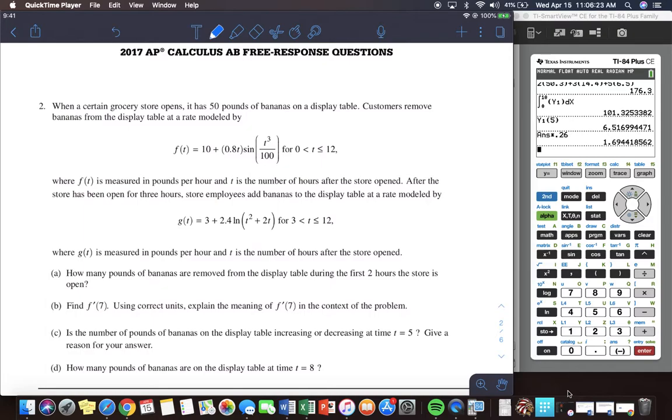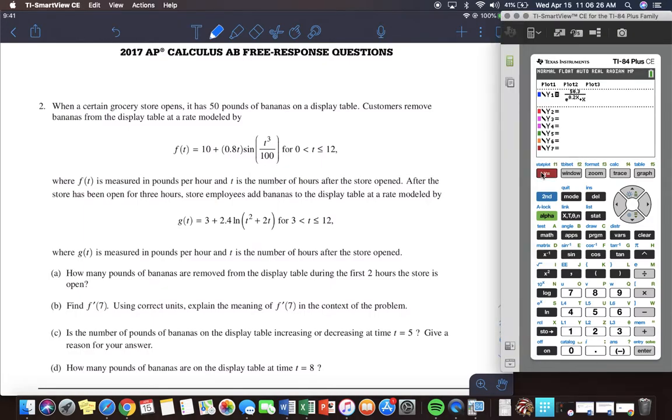like I always do whenever I see equations given, I always put those into y1 and y2. So we're going to go ahead and put f of t into y1, so 10 plus 0.8 t sine fraction x cubed over 100. And then for y2, we'll put in the g function 3 plus 2.4 natural log x squared plus 2x.